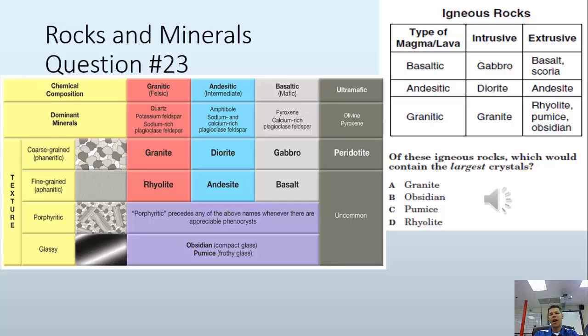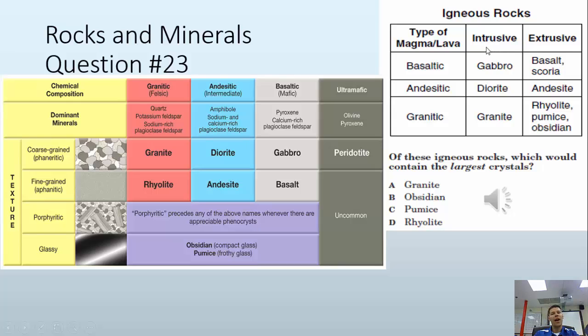Of these igneous rocks, which would contain the largest crystals? So we've got to look at our chart here, and we see our type of lava and magma, basaltic, andesitic, and granitic. And then we see intrusive and extrusive. You have to know which rock forms crystals. And the answer is it's intrusive rocks. Intrusive igneous rocks are formed from the cooling of magma underground.